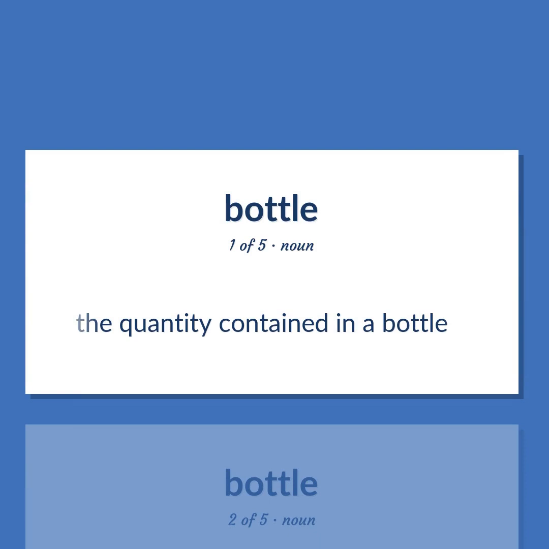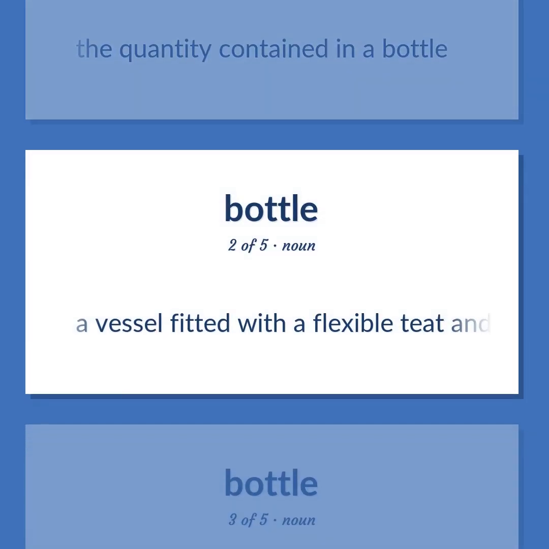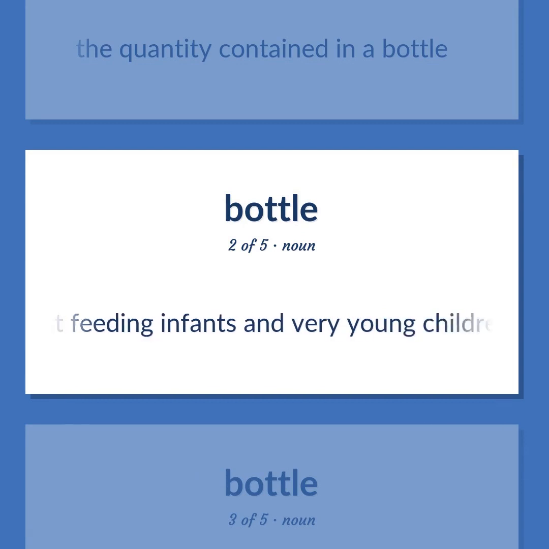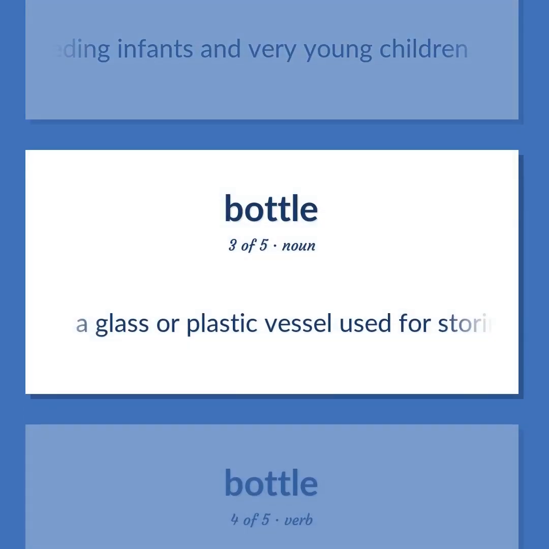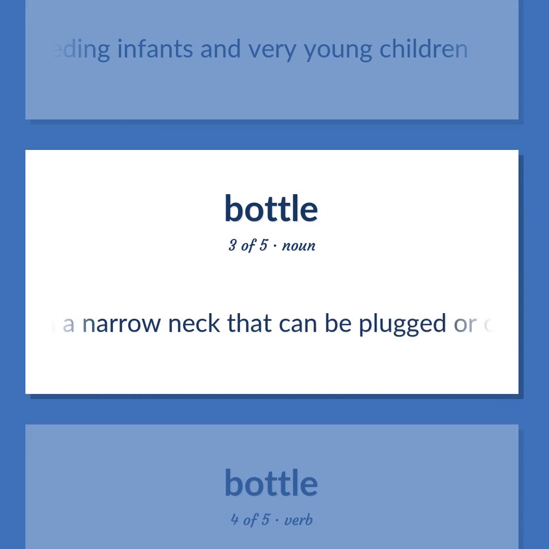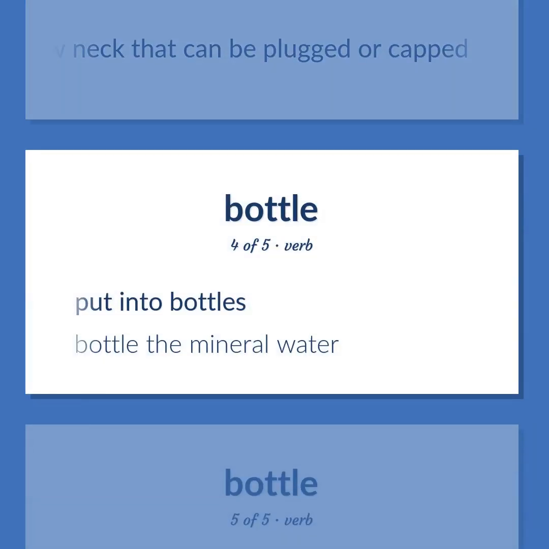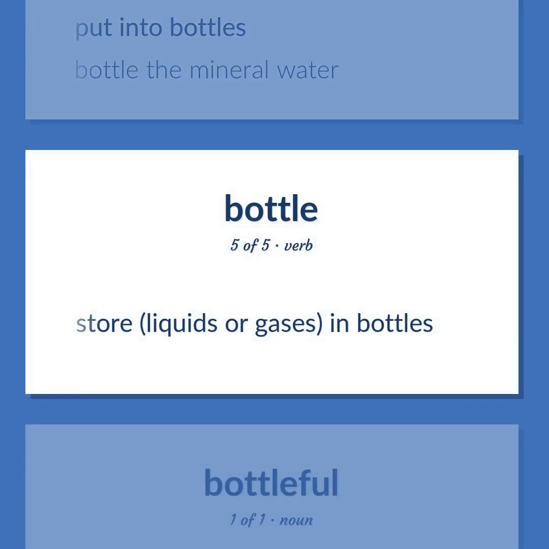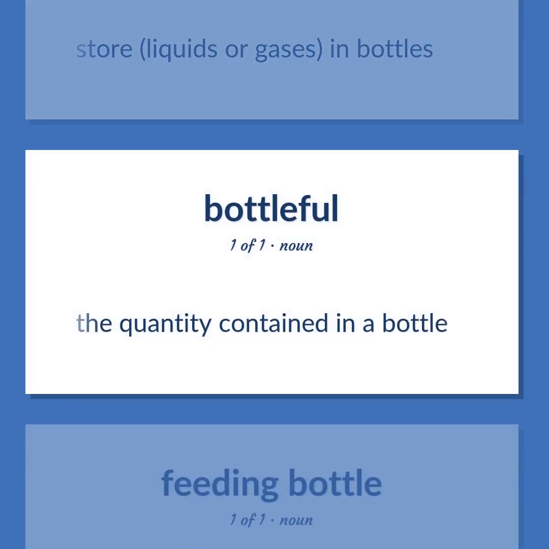The quantity contained in a bottle. A vessel fitted with a flexible teat and filled with milk or formula, used as a substitute for breastfeeding infants and very young children. A glass or plastic vessel used for storing drinks or other liquids, typically cylindrical without handles and with a narrow neck that can be plugged or capped. Put into bottles. Bottle the mineral water. Store liquids or gases in bottles. The quantity contained in a bottle.